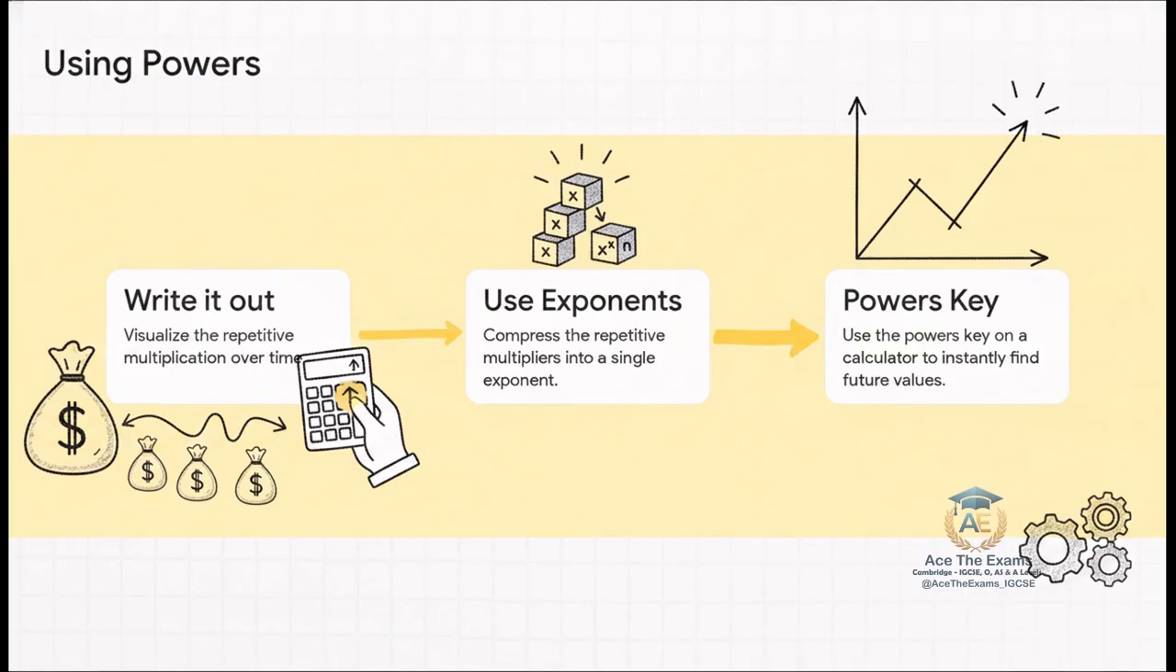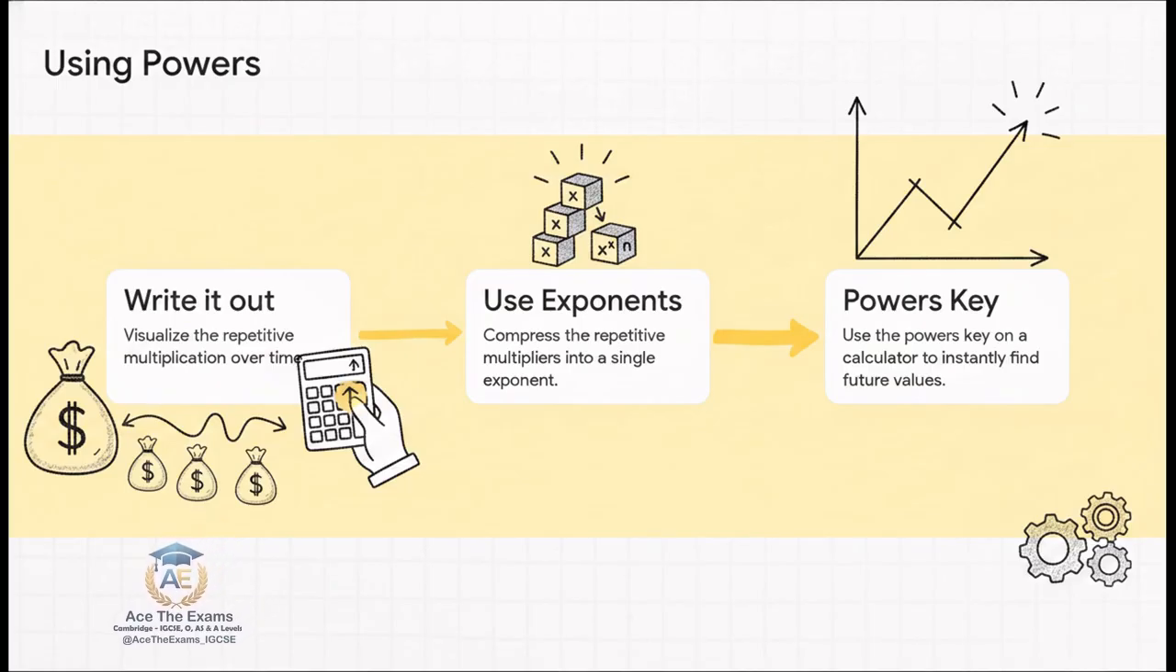Now, writing out 1.05 over and over again is totally fine for 3 years. But what if the exam question says you leave the money in the bank for 20 years? You definitely don't want to be typing that out manually during a timed exam. And this brilliantly illustrates why we use the powers key on a scientific calculator. It is a massive, absolutely essential shortcut that saves us from doing endless manual multiplication. We simply take the repetitive multipliers and compress them into an exponent. So 200 times 1.05 times 1.05 times 1.05 simply becomes 200 times 1.05 to the power of 3.